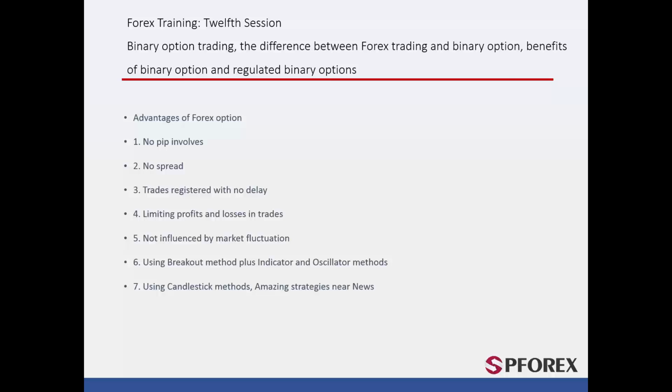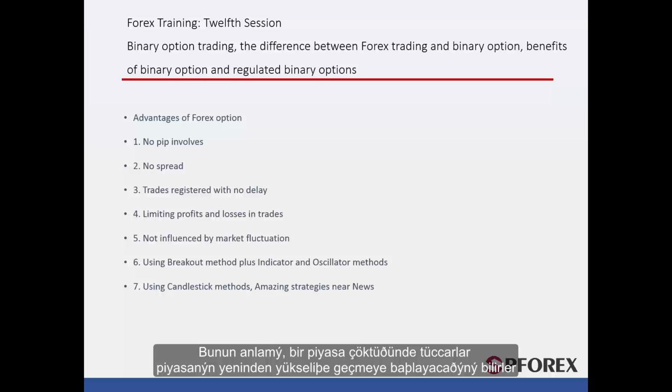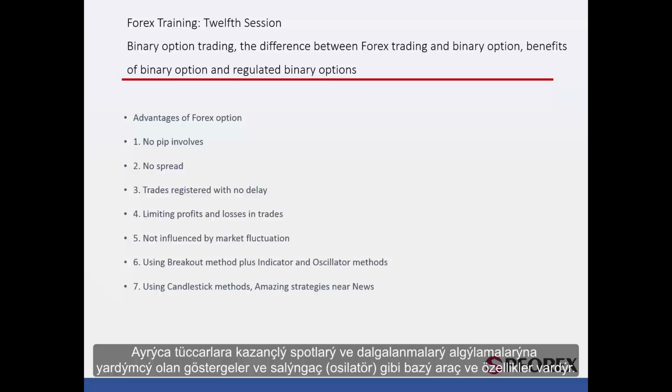6. The ability to use what we call breakout. This means that when the market collapses, traders know that it will start moving up again, so they use the breakout to gain every possible amount of profit that can be considerably higher than a loss. Also, there are some tools and features that can help traders to detect lucrative spots and fluctuations, such as indicators and oscillators.